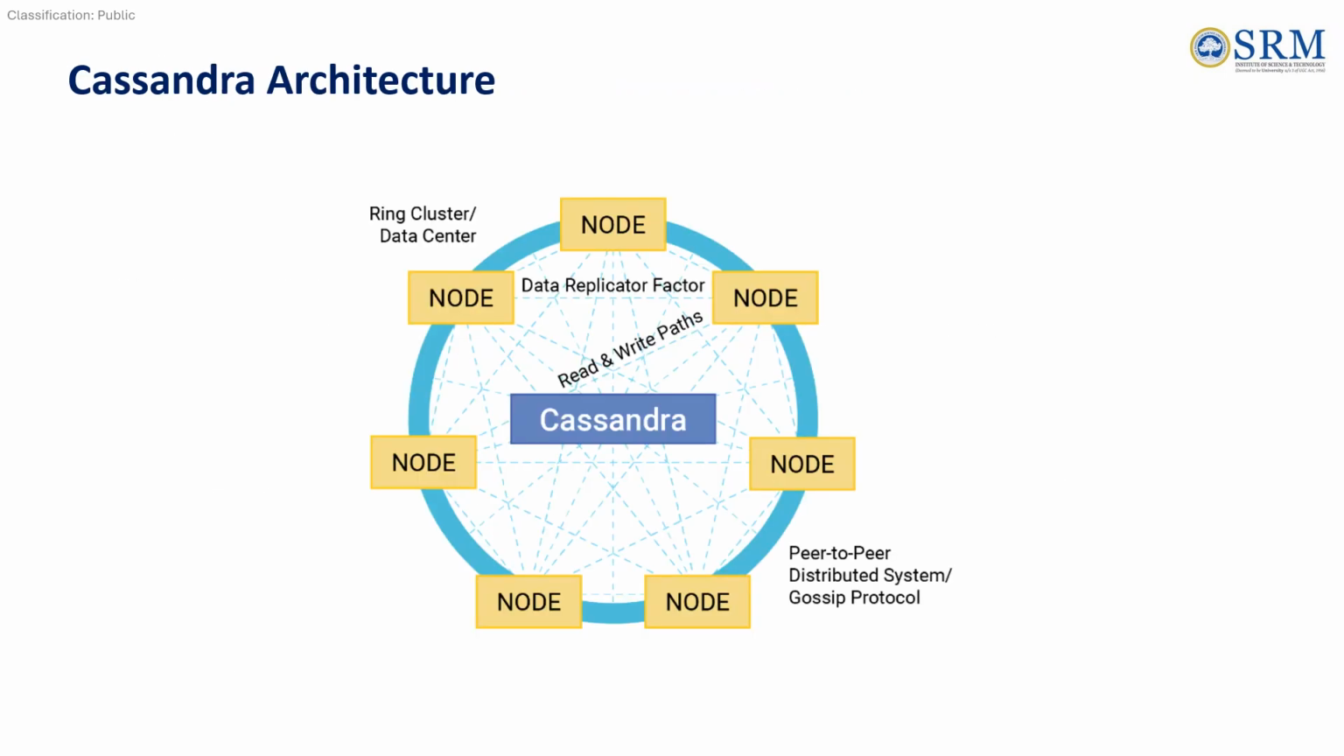Let us now understand the architecture of Cassandra using a railway network analogy. Imagine a large railway reservation system operating across multiple cities. In Cassandra, the entire system is organized as a ring cluster.